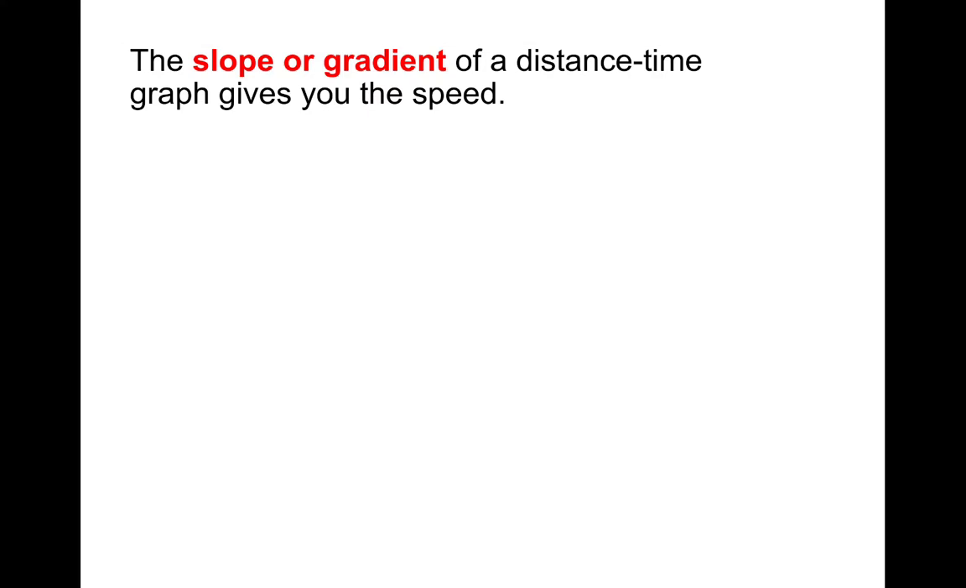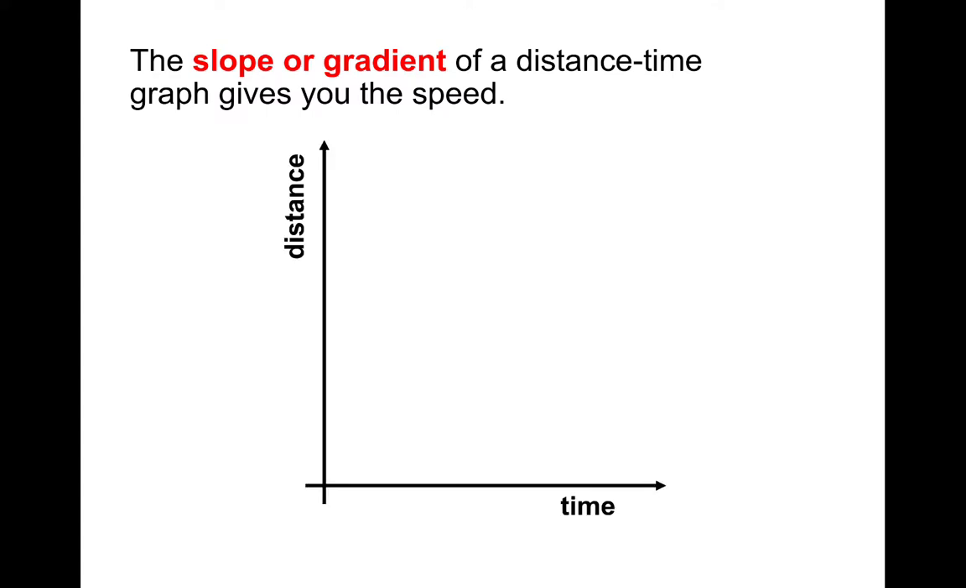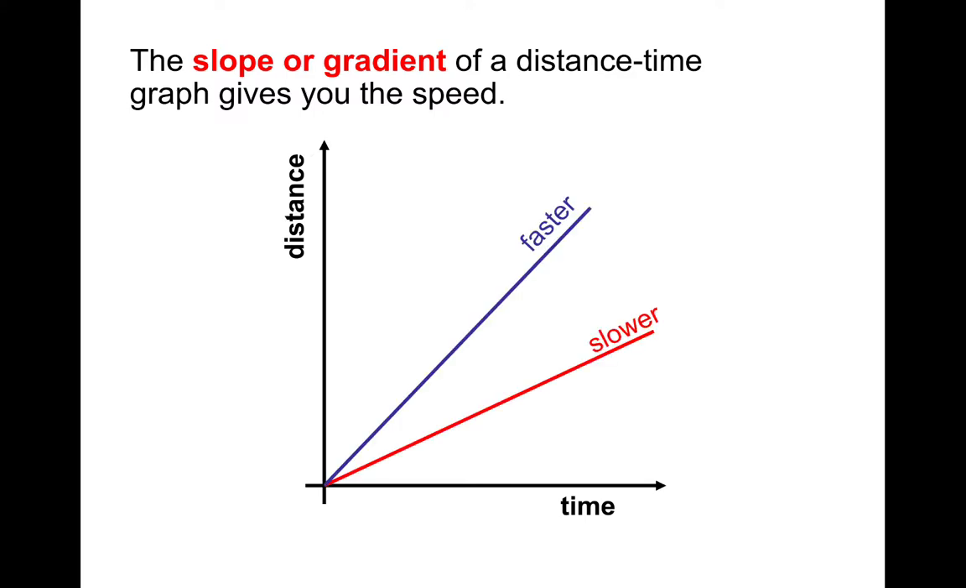So the slope or gradient of a distance time graph gives you the speed. So a quick example. I'm just going to compare two lines. This one might be slower than, for example, this one. So the faster one has the steeper gradient, therefore it has the greatest speed, or it's faster than the red line. So the slope or gradient of a distance time graph gives you the speed. If you want to make a note on that, just pause, and then I'm going to go through an example of how we actually calculate a value.